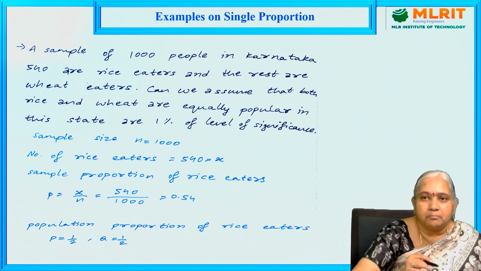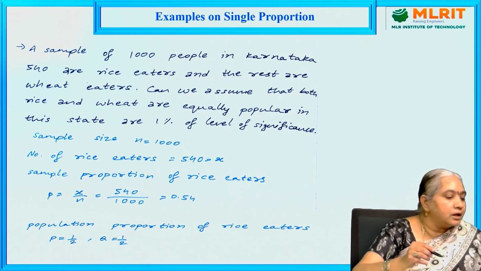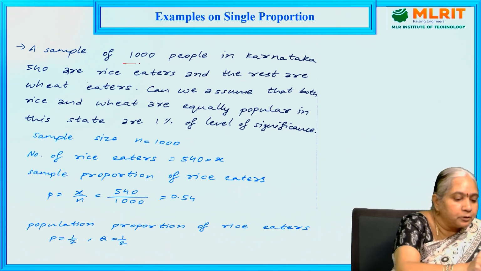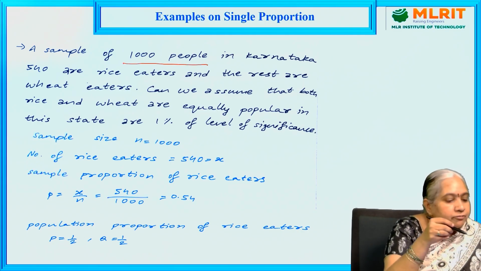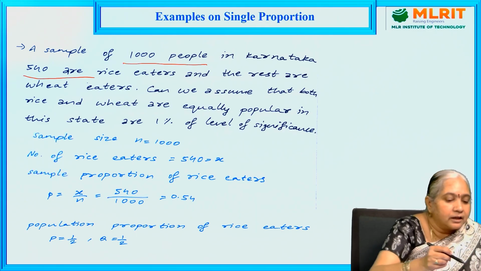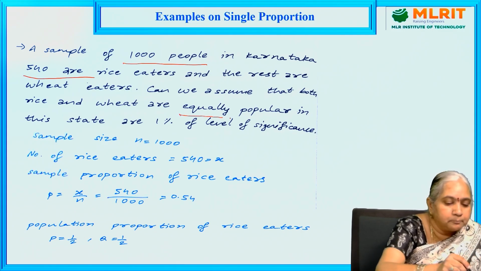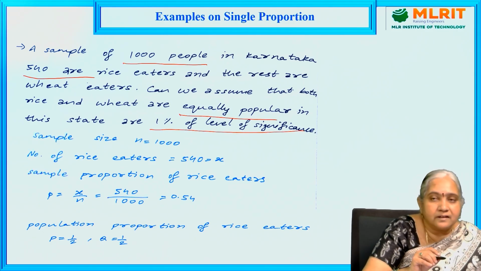Now we see the examples based on the single proportion. Single proportion means we take only one sample data and we define the null hypothesis H0 as his claim in the question, whatever is given about the population parameter. A sample of 1000 people in Karnataka, 540 are rice eaters and the rest are wheat eaters. Can we assume that both rice and wheat are equally popular in this state at 1% level of significance? So this is the data given here.